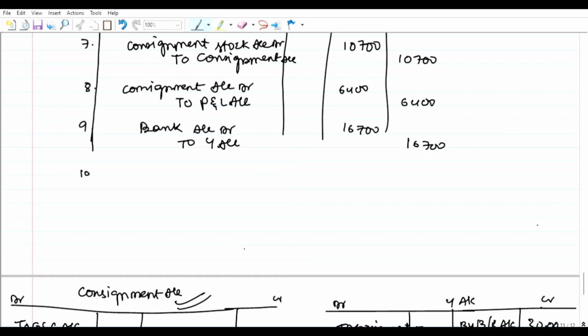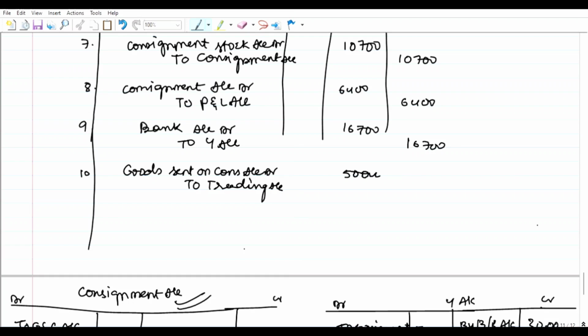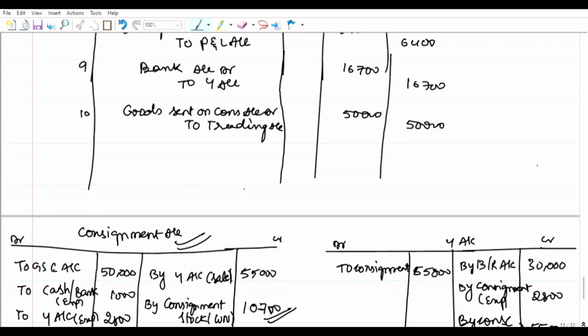Okay, next entry and the last entry here, what we write in the books of the consignor is goods sent on consignment account debit to trading account of 50,000 rupees, because we have to transfer the opening stock to the trading account only, because that would be the final financial statement. That is the first part.